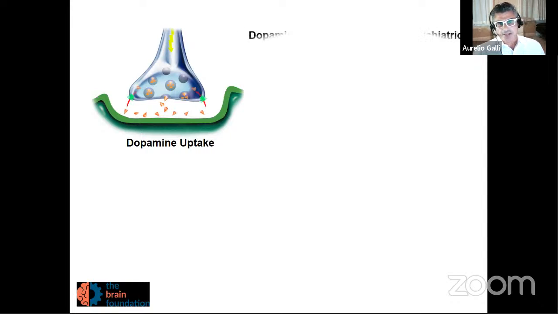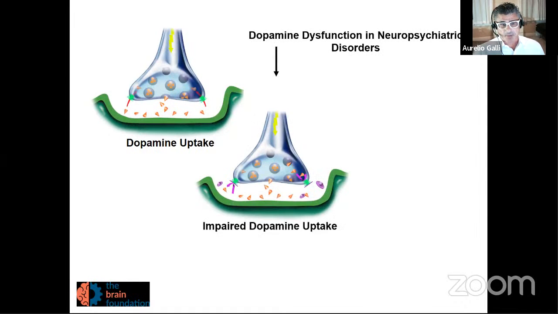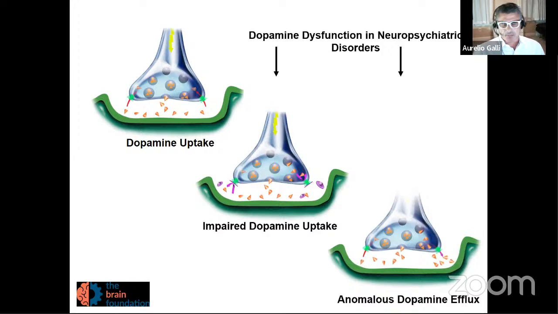The first modality is simply that the transporter goes on the plasma membrane, but is not capable of reuptaking dopamine anymore, right? And so there is an impaired dopamine uptake. And the second modality, which is much more interesting for me because I'm a biophysicist by training, is that now the transporter runs backwards, right?